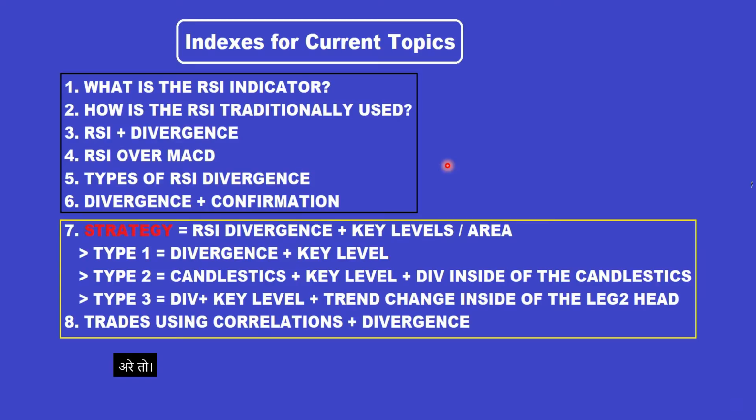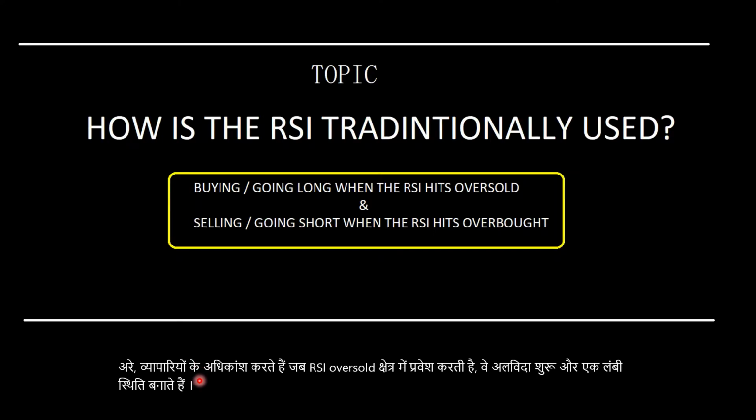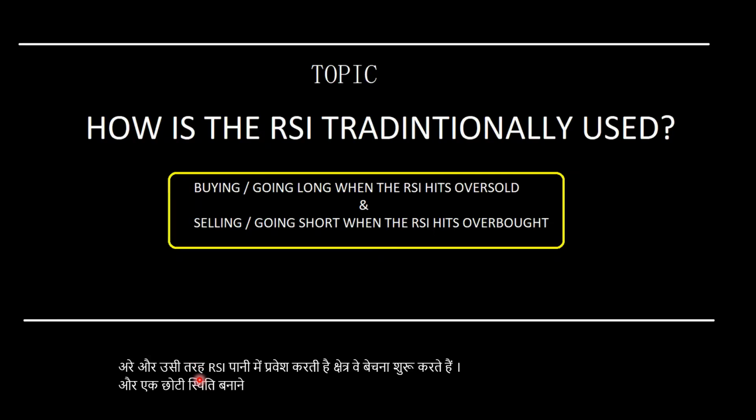So how is the RSI traditionally used? Most traders, when the RSI enters the oversold region, start buying and make long positions, expecting the price will go up. And in the same way, when the RSI enters the overbought region, they start selling and make short positions, expecting the price will go down.